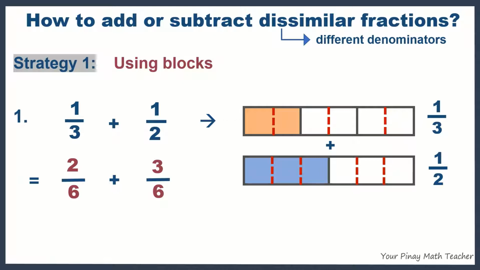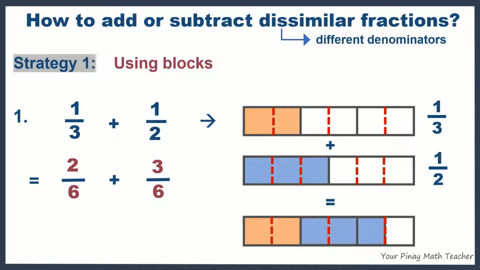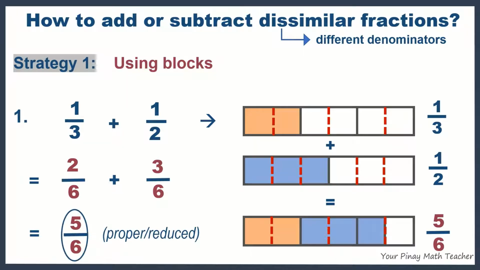If we put the two blocks together, we get this result, which is 5/6. So, if we also add 2/6 and 3/6, we also get a sum of 5/6. And since this is a proper fraction and reduced to lowest terms, this is the final answer.